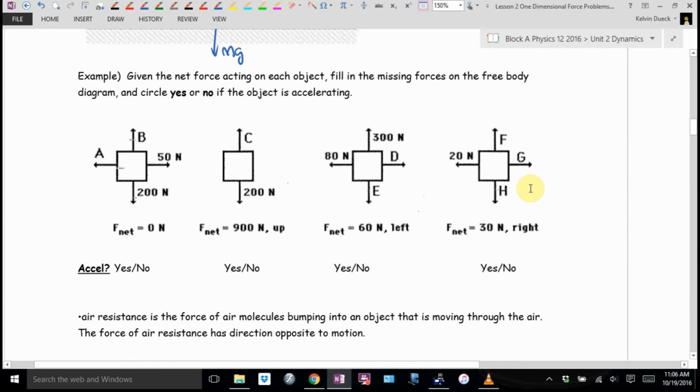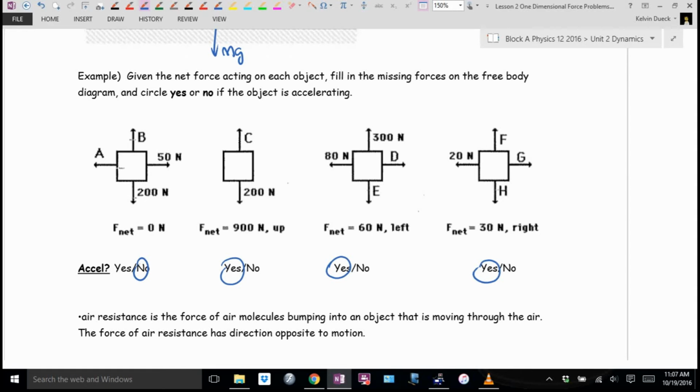Given the net force acting on each object, it says fill in the missing forces on the free body diagram and then circle yes or no if the object is accelerating. You know what? Let's do the yes or no part first. I can easily tell whether the object is accelerating or not. If we're not accelerating, what's my net force? Not accelerating, accelerating, accelerating, accelerating, because for the next 3, it says there is a net force, 900, 60, and 30. It must be accelerating. This is the tricycle question all over again. I'm not going to overcomplicate it. Unbalanced force, it's got to accelerate.